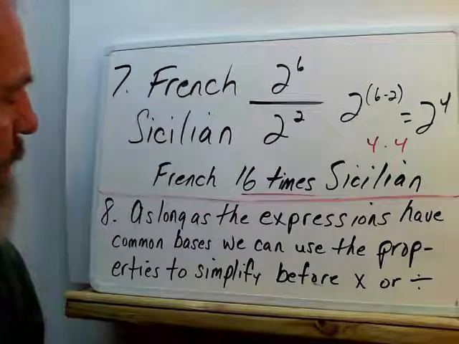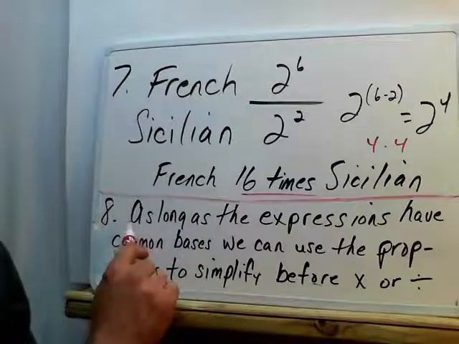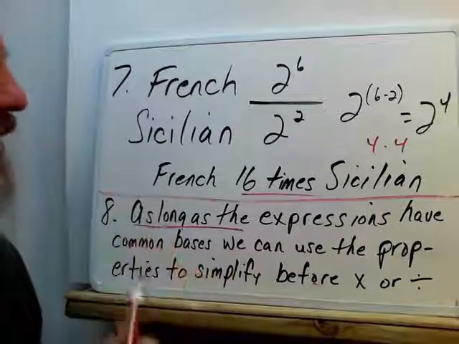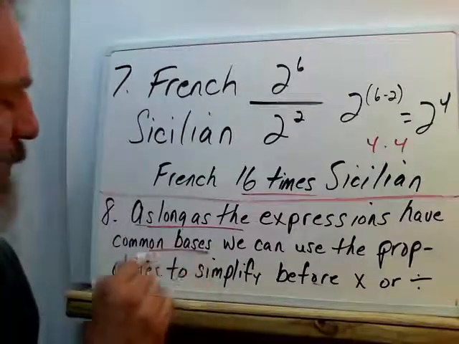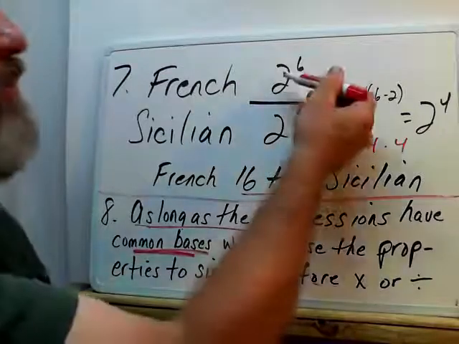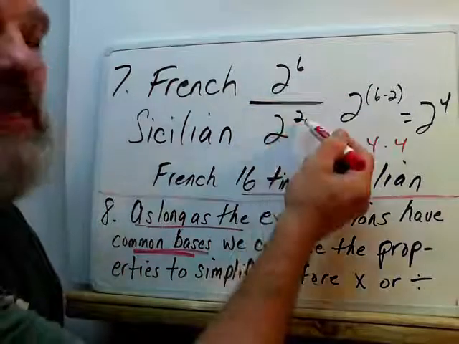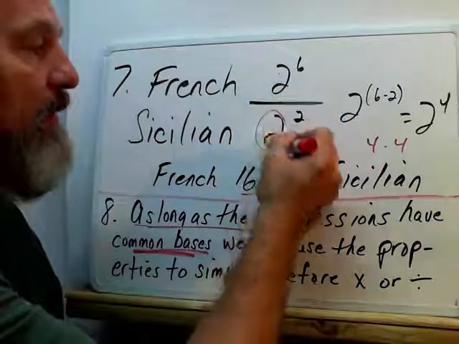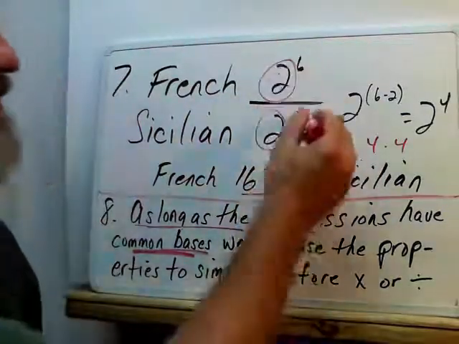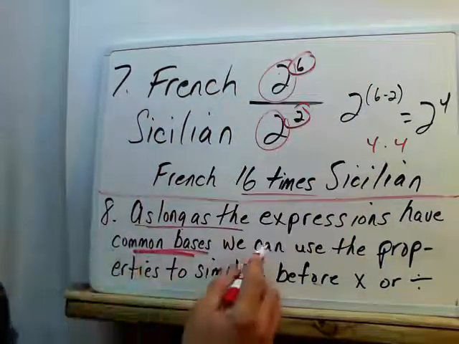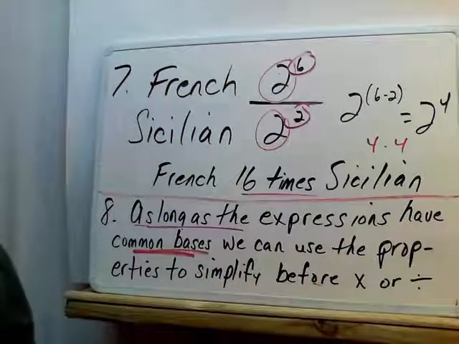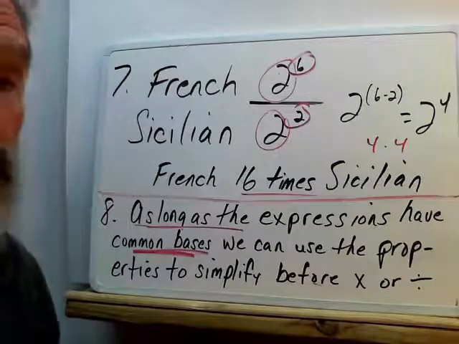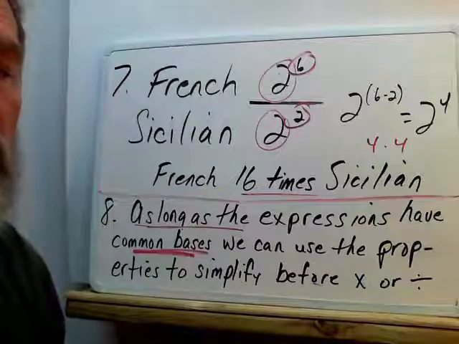Lastly, number 8. The answer to this one is, and this is really important here, as long as the expressions have a common base. In other words, we couldn't take 2 to the 6th over 3 to the 2nd and then go 2 to the 6 minus 2. That doesn't make any sense. They have to have a common base. This, of course, is our base. Remember, this is the exponent. As long as they have a common base, we can use the properties to simplify before multiplying or dividing. And those properties are, of course, when you're multiplying, add up the exponents.